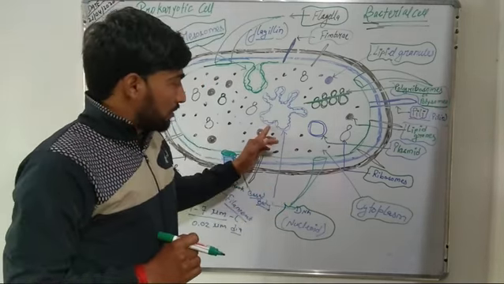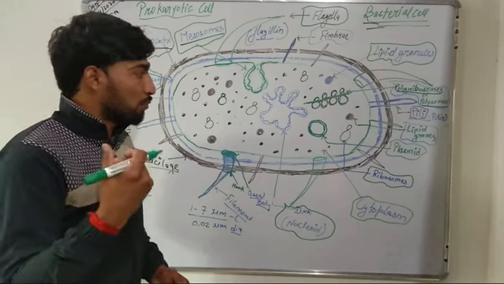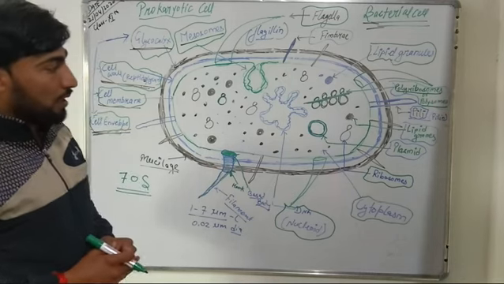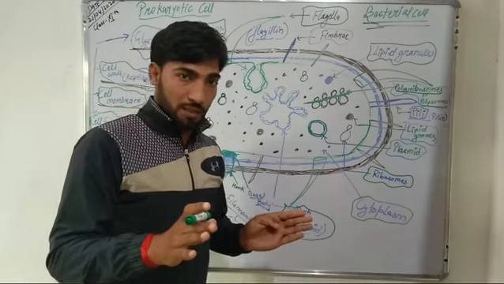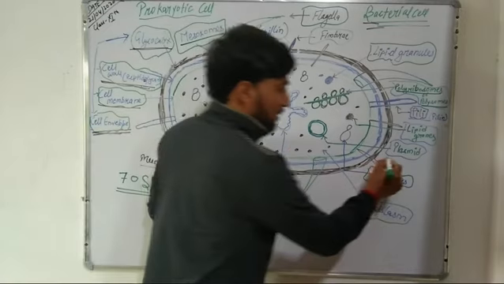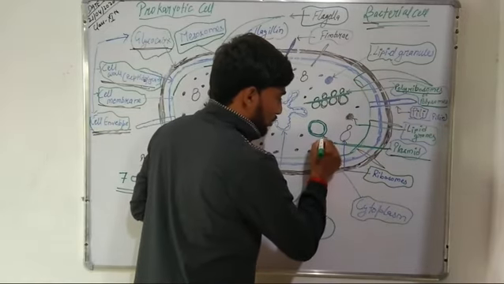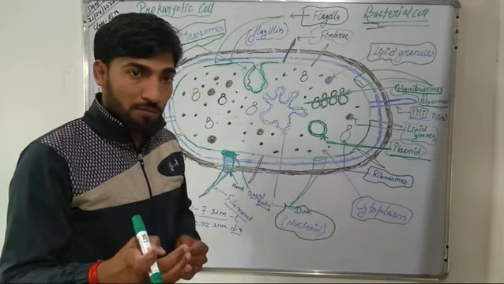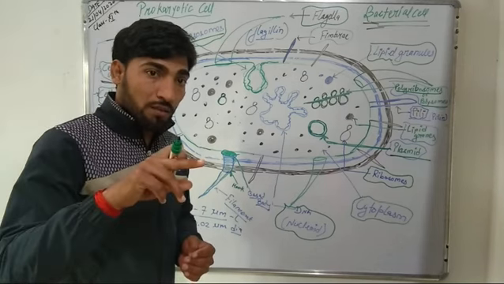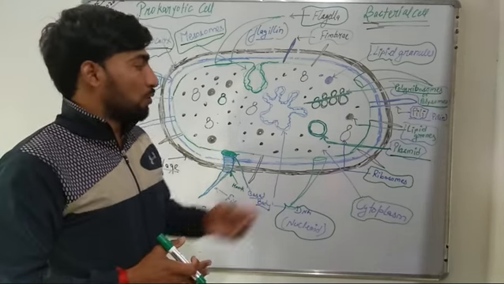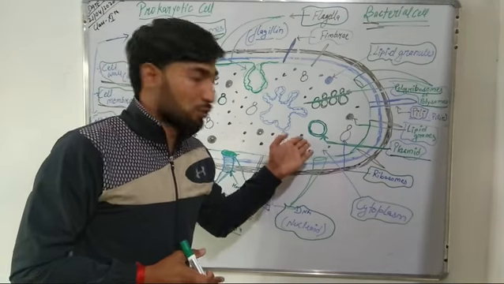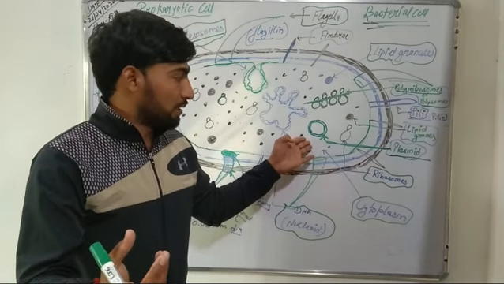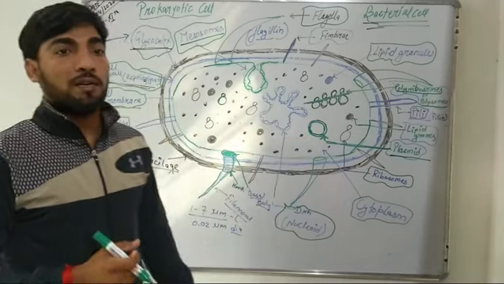Further, there is one more DNA molecule inside the cytoplasm of the bacterial cell, and it is only found in bacterial cells, and it is known as the plasmid. This is the plasmid, here it is. The plasmid in a bacterial cell is an extra-chromosomal, circular, double-stranded DNA molecule present in the bacterial cytoplasm.